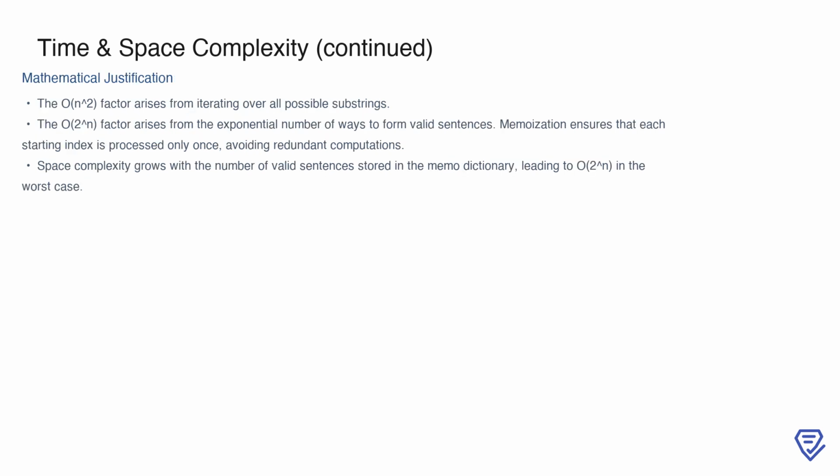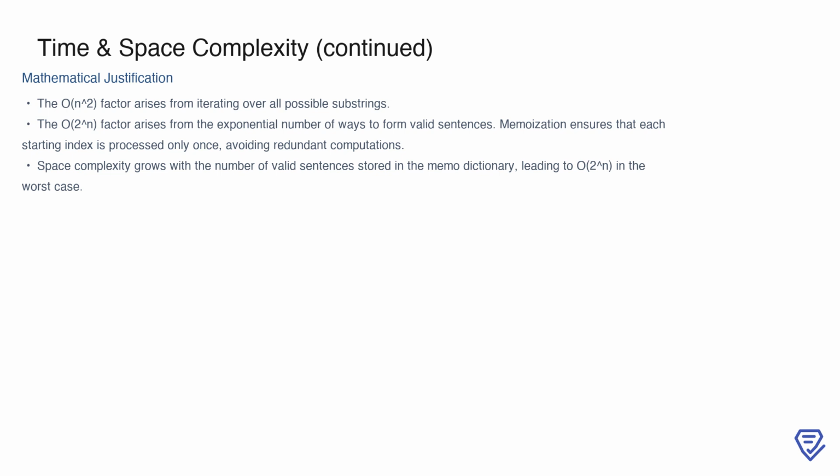To understand the mathematical justification behind the complexity, the O(n squared) factor comes from iterating over all possible substrings in the string. This involves nested loops for every starting and ending index. The O(2 to the power of n) factor arises from the exponential number of ways to form valid sentences, as each substring can either be included or excluded in the final result. Memoization ensures that we only process each starting index once, which prevents redundant computations and contributes to the efficiency of the solution.